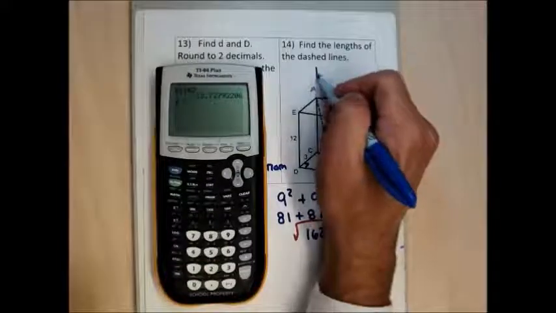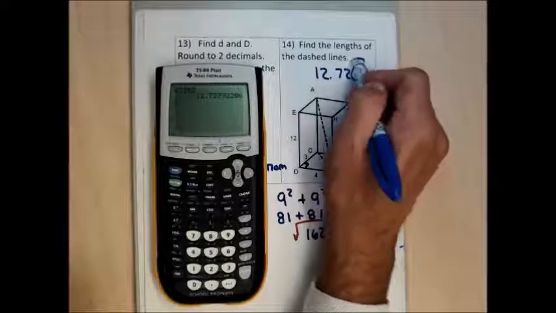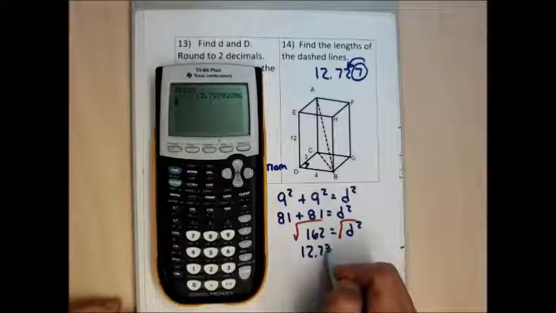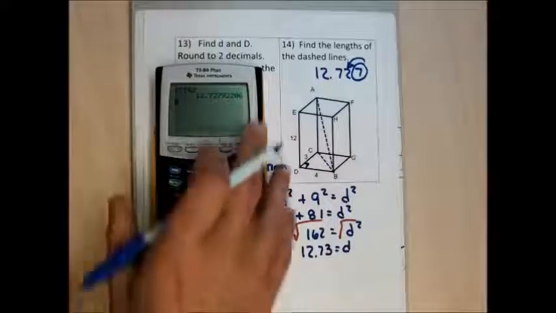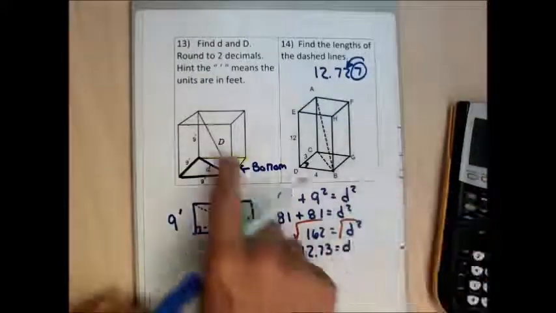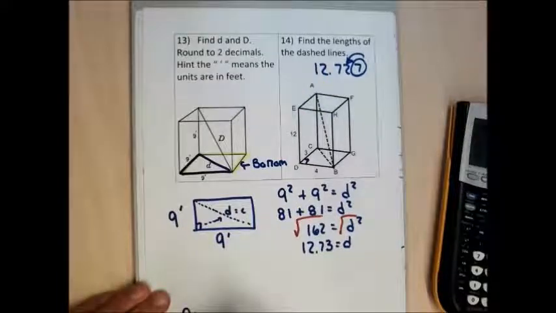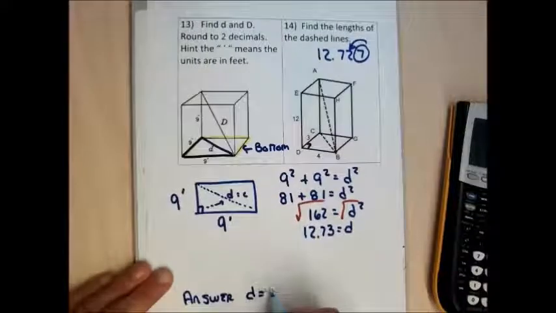I see 12.727. This 7 is going to cause that 2 to round up to a 3, and I'm going to write 12.73 equals little d. Part of my answer is going to be that, but I need units, and my units are in feet. So as I go to write my answer, I'm going to say little d equals 12.73 feet, or I could use a little mark.